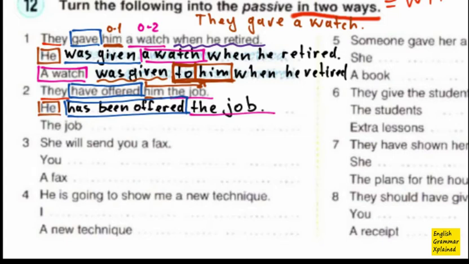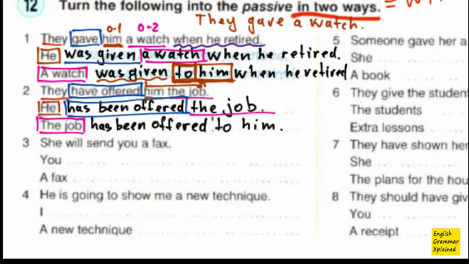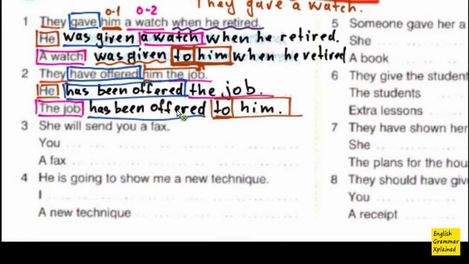What about the job? The job here is the direct object, and here is the indirect, just like in sentence number 1. So the job has been offered to him. And here we have the indirect object with this preposition. And here, of course, I have the main verb, without any changes, by the way.